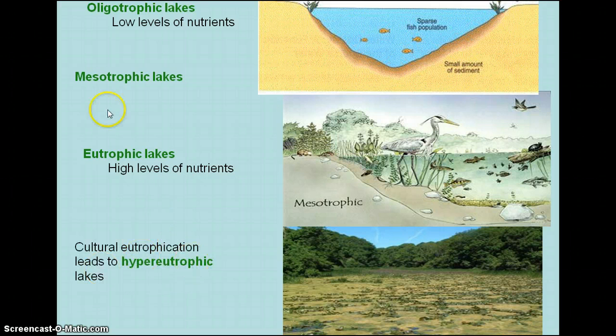And cultural eutrophication leads to a hypereutrophic lake. This is us, cultural being us, causing the excessive runoff of nutrients of nitrogen and phosphorus from industrial agricultural methods, and it leads to the lake looking like this.